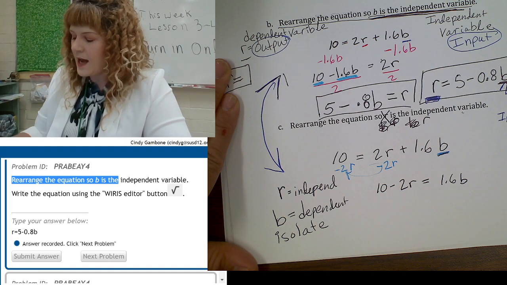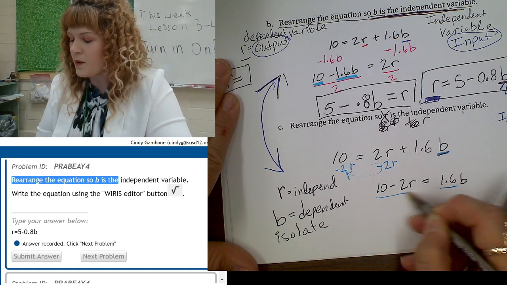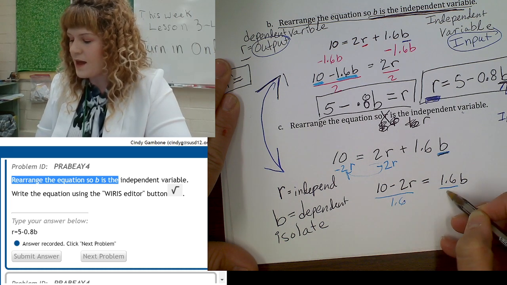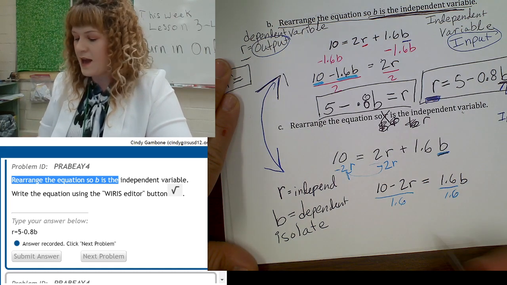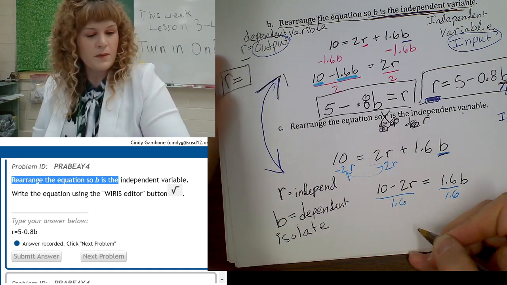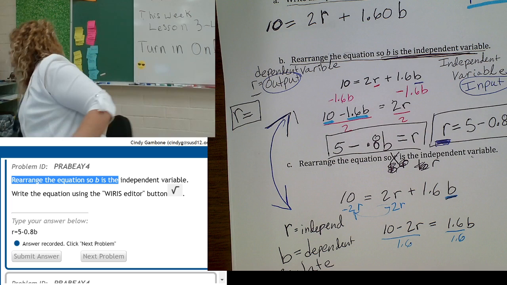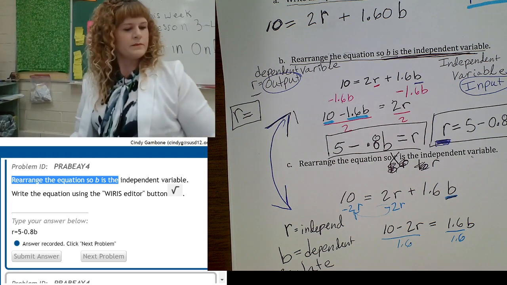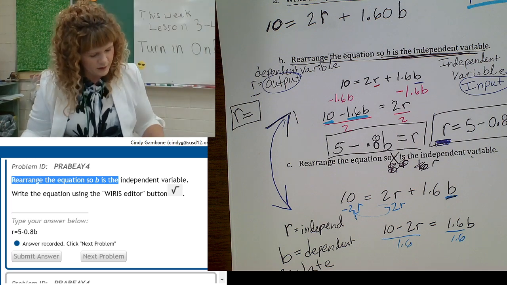And now I need to isolate the b. So I have to divide everything by 1.6. I'll show you that. But in the future, your teachers are not going to keep showing you that. You have to just know that. So 10 divided by 1.6 is a job for a calculator. I just had my calculator.